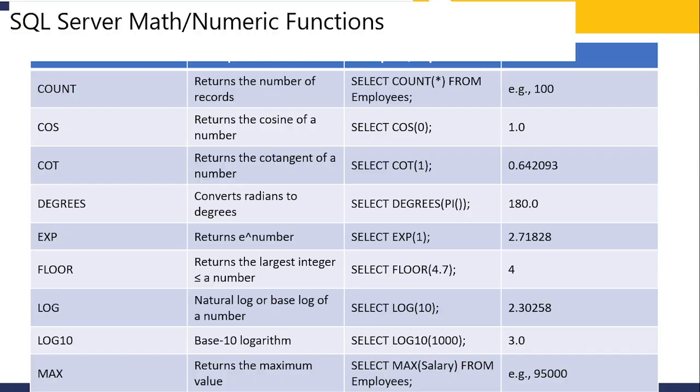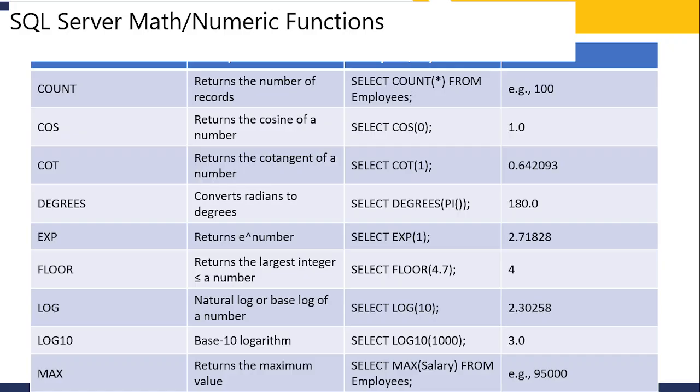Cosine will help me to return the cosine values. Cos of 0 will give me 1. Cot will return the cotangent of a number. So cot of 1 will give me the value. Degrees will convert radians to degrees. So degrees of pi, that is the number pi, 3.14, is 180.